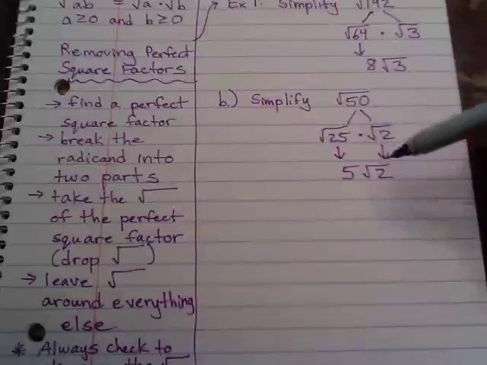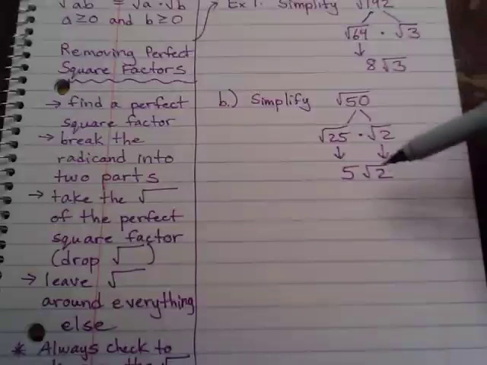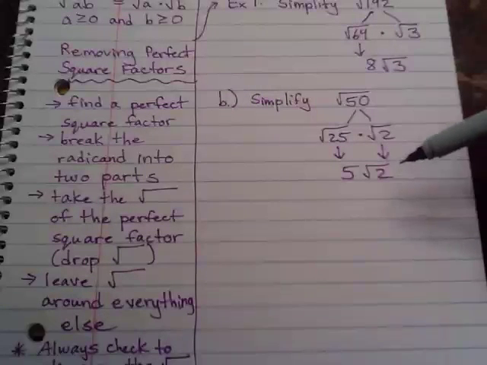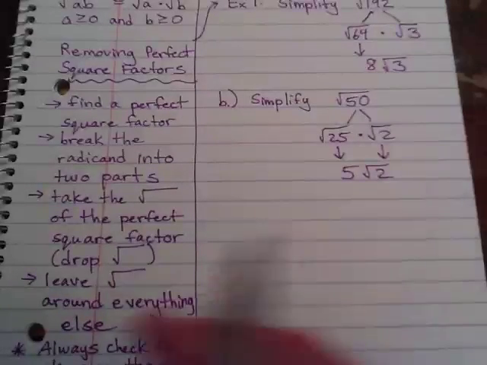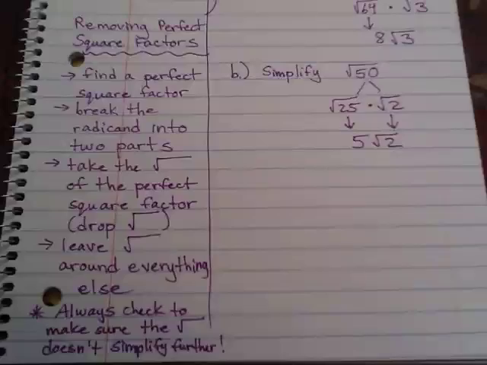And the main reason that you're simplifying these is because now you have a better picture for what number this really is, versus up here is the square root of 50. It's just simplified. It's easier to think about it in terms of something we understand.